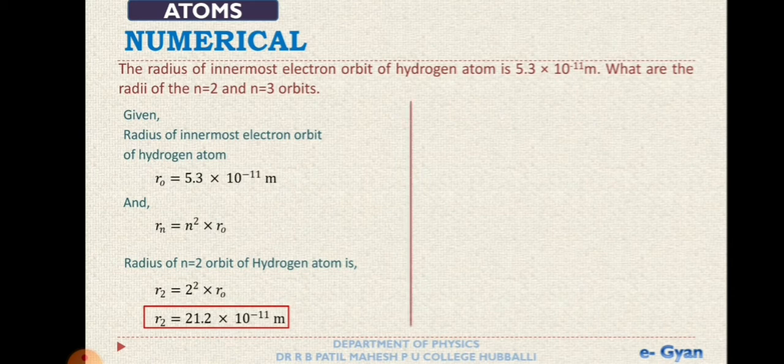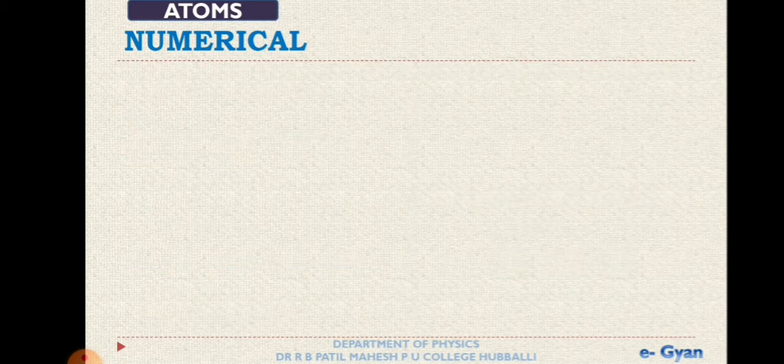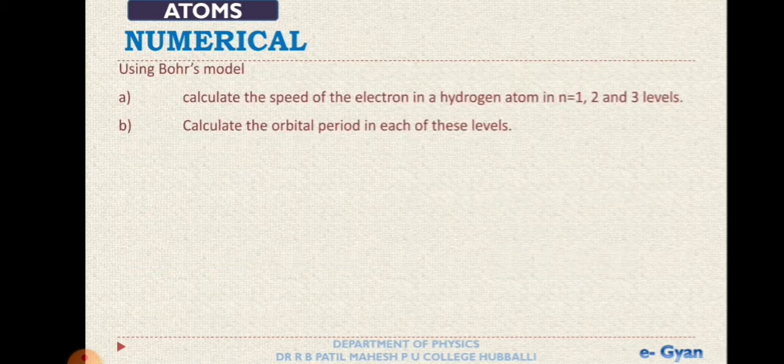Similarly, the radius of n = 3 orbit of hydrogen atom is R3 = 3² R0, where R3 = 47.7 × 10^-11 meter. So thus we have found the radii of n = 2 and n = 3 orbits. Let's go on to the next.